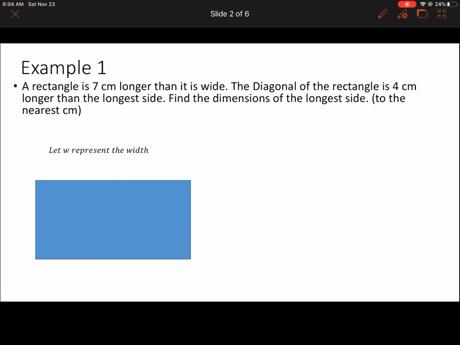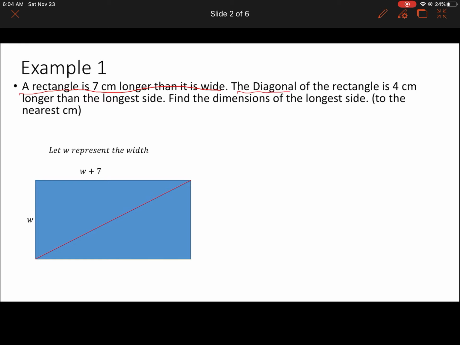So what we're going to do is just draw out a rectangle. We know we have one, and we know that we don't know any side. So one side is, let W represent the width. A rectangle is 7 centimeters longer than it is wide. So it's 7 centimeters longer.